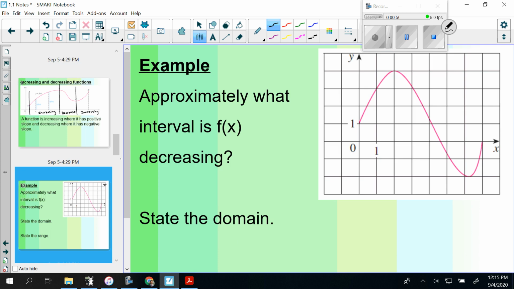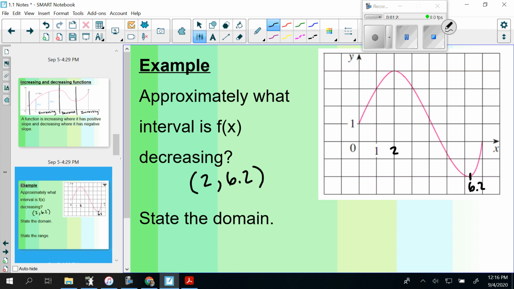Let's look at some examples. Approximately what interval is f of x decreasing at? All right, let's use our boundary notation that we've had before. It looks like on this one that from 2 all the way, looks like maybe a little bit past 6 here, so 6.2 or so. I'm just estimating, but somewhere in that range, it's decreasing.